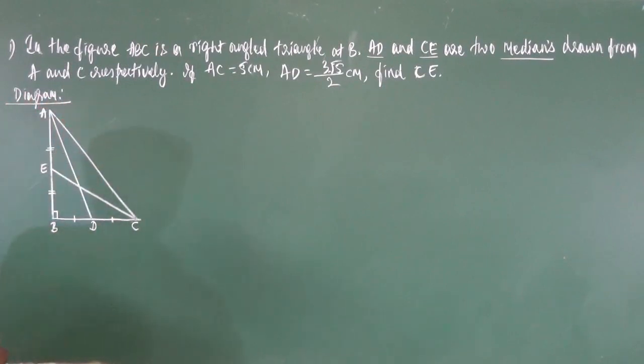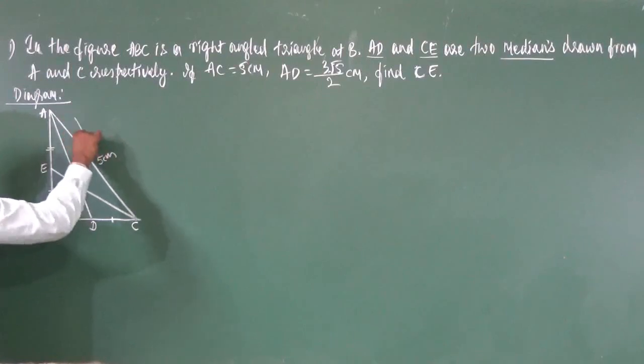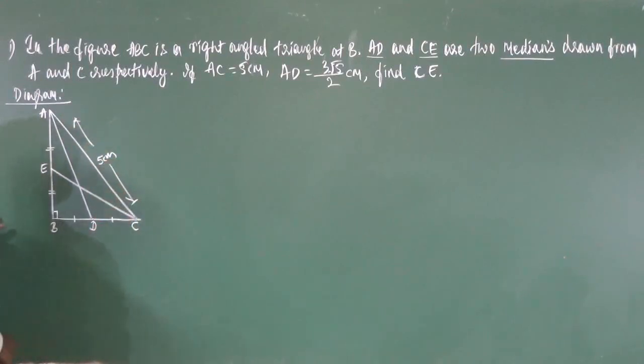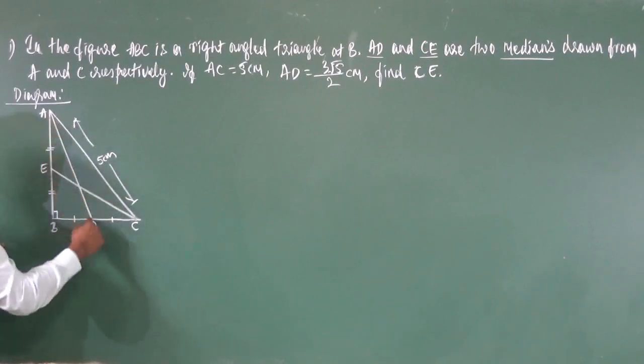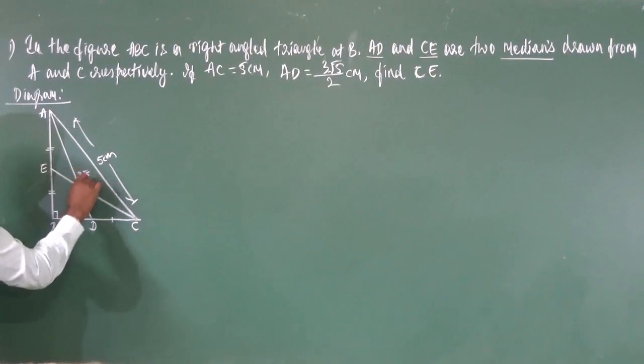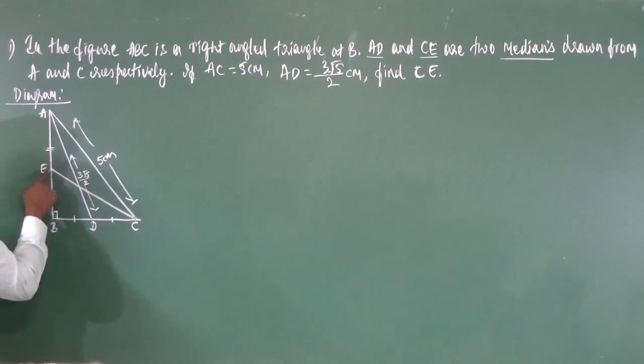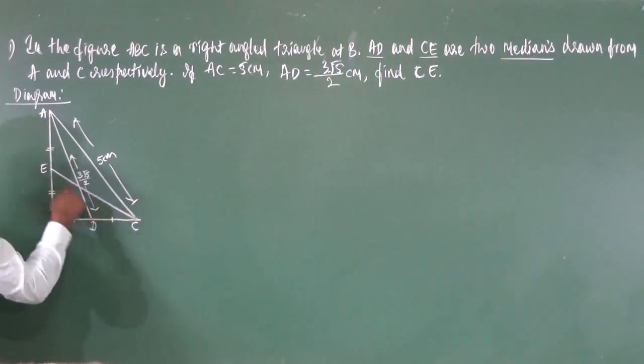If AC is equal to 5 centimeters, so the length of AC is 5 centimeters, and AD is 3 root 5 by 2 centimeters. This AD, the length of this median, is 3 root 5 by 2 centimeters. If this is the case, find the value of CE. So find the length of CE. This length you have to find out.